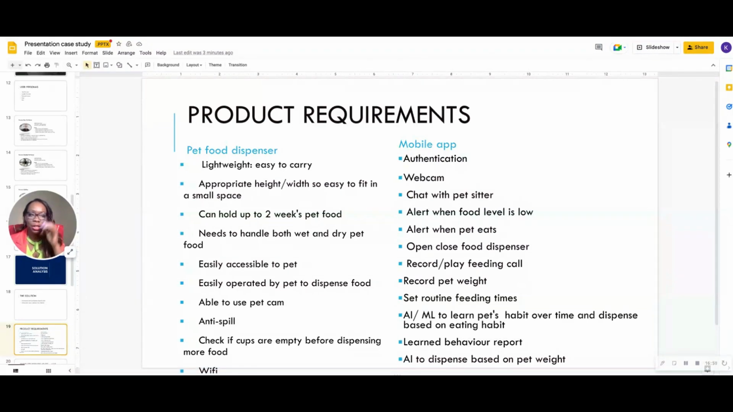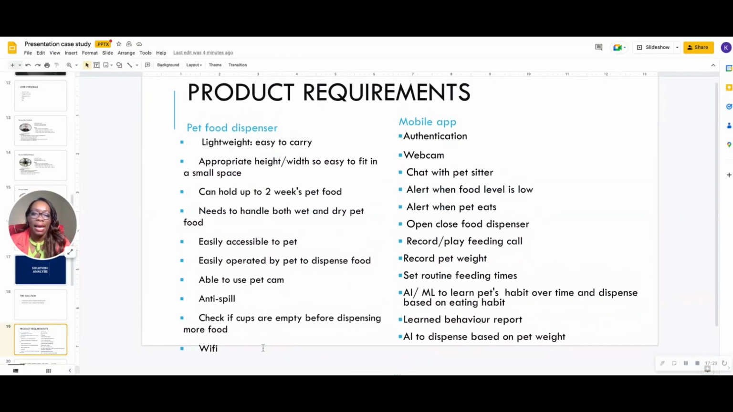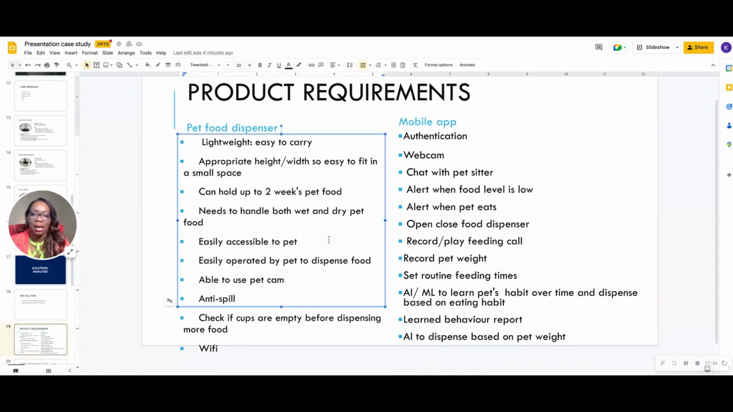It should be anti-spill, so if there's a way to make sure you don't end up with the pet having so much food and then flying over and causing other things, like people to slide or fall or something like that. Or how can you prevent it from spilling? Is there any anti-spill feature that we could have? Checking if the cups are empty before dispensing more food would be one way, so you don't keep dispensing food when there's food already in there. If they have a scale, then maybe they can weigh and say, okay, this is not empty, so don't keep adding more food. Let them use the food that's already there. That's one way. It has Wi-Fi. It's kind of falling off the page here, but there is Wi-Fi as well. So the pet food dispenser is connected to the internet.